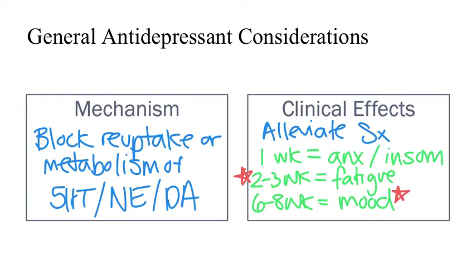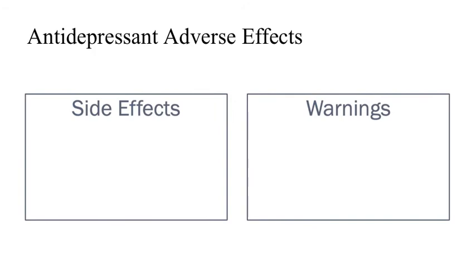This is important because an effective trial of any antidepressant drug must last at least 4 to 8 weeks, given this long timeline for suppression of depression symptoms. There are many adverse effects in common with almost all antidepressant drugs.